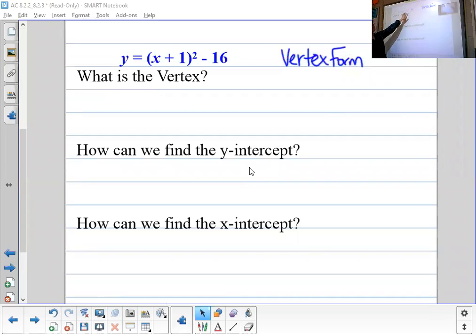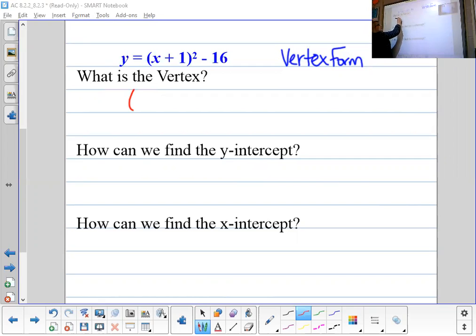Okay, so if this is my vertex form, what would be the vertex of this parabola? -1. Okay, so it would be -1, -16. Because the x value of your vertex is going to be the opposite of that number, and the y value of your vertex is going to be exactly that number. So when it's in vertex form, it's very easy to find the vertex, right?